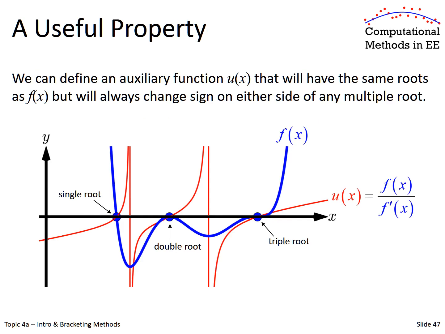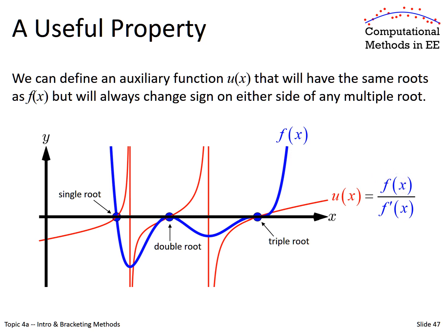We can define an auxiliary function u of x. We define this so that it has all the same roots as f, but it's guaranteed to always change sign on either side of the root. And that's really cool. How we do this: we define u of x as our original function f of x divided by its derivative. This auxiliary function has the same roots. How do we know it has the same roots? Because it has f in the numerator.